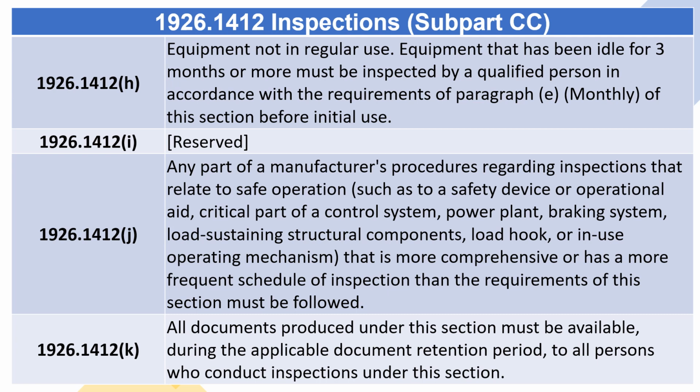1926.1412 J. Any part of a manufacturer's procedures regarding inspections that relate to safe operation, such as to a safety device or operational aid, critical part of a control system, power plant, braking system, load-sustaining structural components, load hook, or in-use operating mechanism, that is more comprehensive or has a more frequent schedule of inspection than the requirements of this section must be followed. 1926.1412 K. All documents produced under this section must be available, during the applicable document retention period, to all persons who conduct inspections under this section.